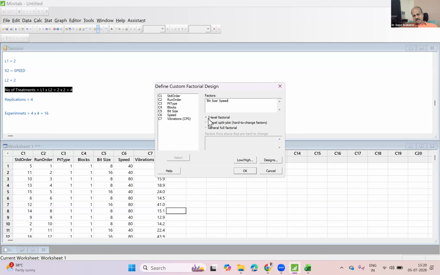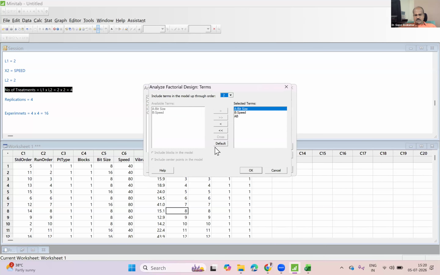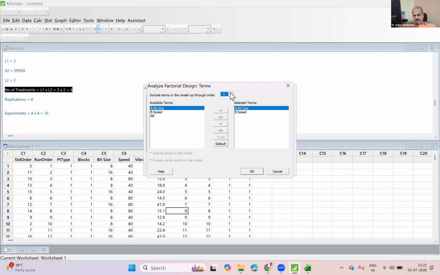Now nothing is required. Now you can say okay. Now Minitab accepted. Now where is the response? Response is vibration. Now what are the effects you want to study? If you want to study only main effect, choose one here, which is called the model order. I want to study the interaction also, so I choose two here. You see the interaction also appearing here: A, B, and AB. Now I give OK. I give one more OK.